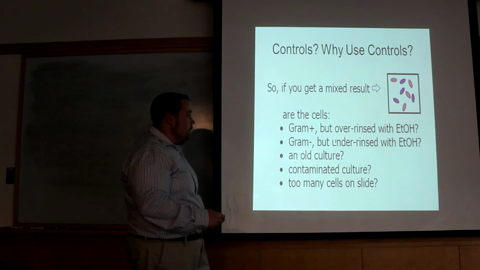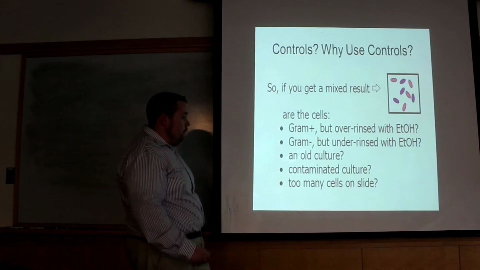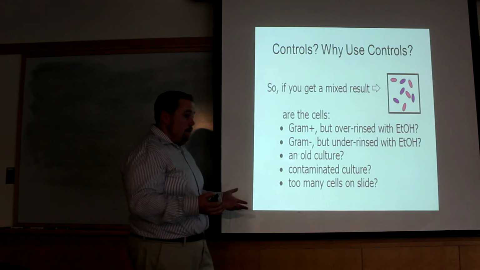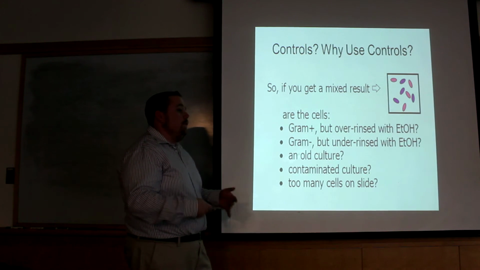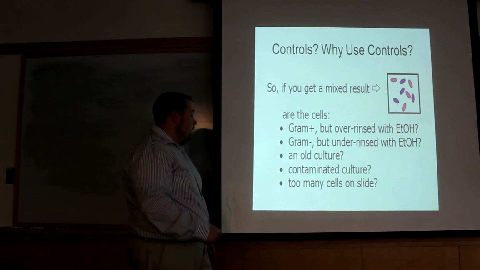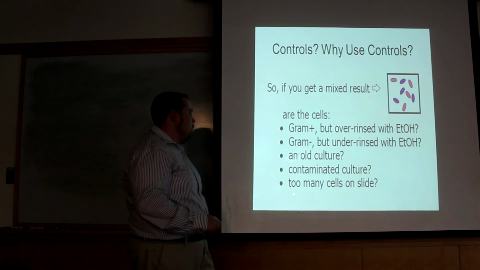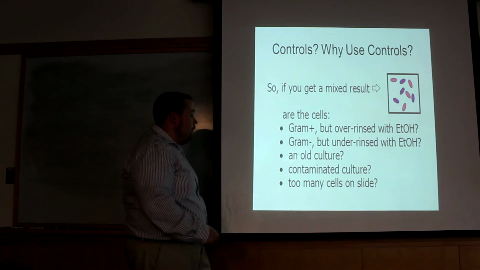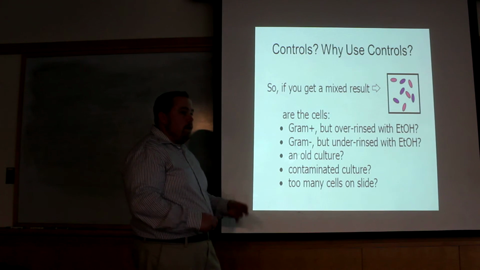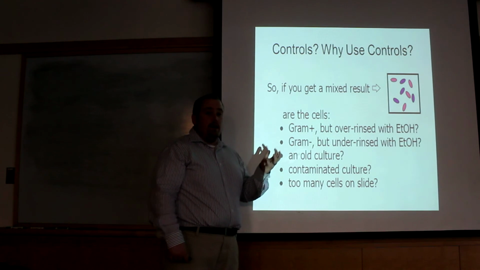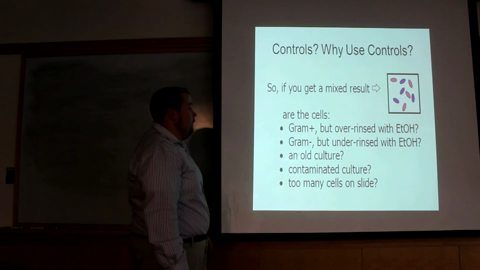But you can also have things that happen with intermediate results. If you have gram-positive cells but you over-rinsed, or gram-negative cells but you under-rinsed. If you have an old culture, because the integrity of these cultures is reliant on the media that is present, this can also affect the viability of the cells, and their gram stain can then appear intermediate. And by intermediate gram stain, I mean they can appear both purple and pink. Or you can have a contaminated culture, and again, if you have proper controls, you can assess if this is true or not. Or you can have too many cells on the slide. If they're too clumpy and all dispersed in the same place, the stain or the ethanol won't penetrate correctly, and this can also result in some intermediate staining.